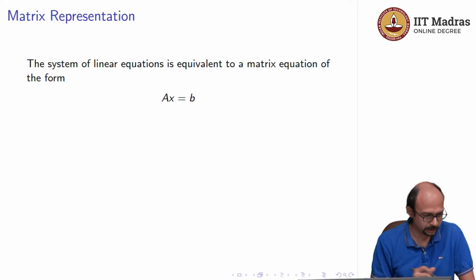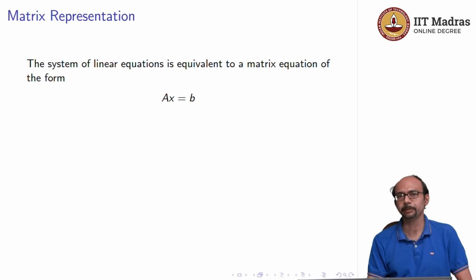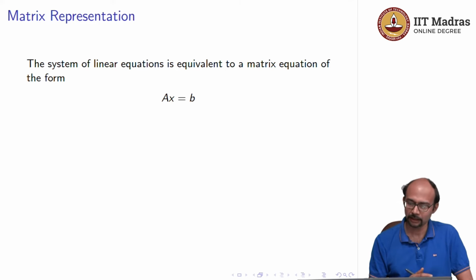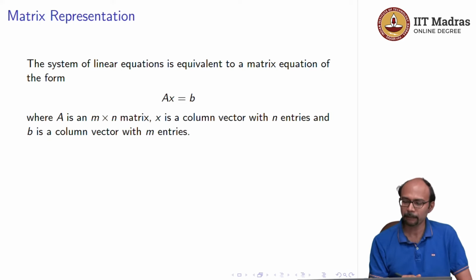So what is the connection with matrices? This is the really important part of this video. The system of linear equations is equivalent to a matrix equation of the form A times x is b. In the previous video we saw what it means to multiply matrices. Here A, x and b are matrices. A is an m by n matrix, and its entries are exactly the aij's that we saw in our previous slide.